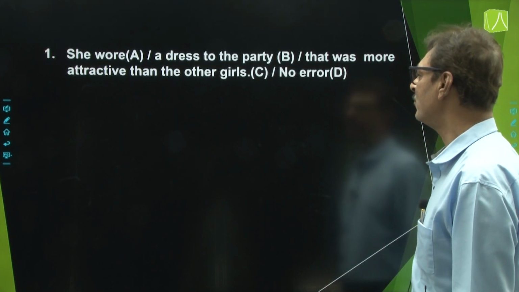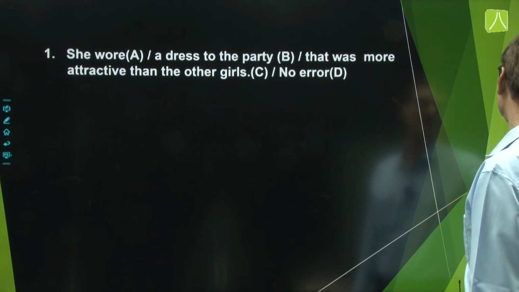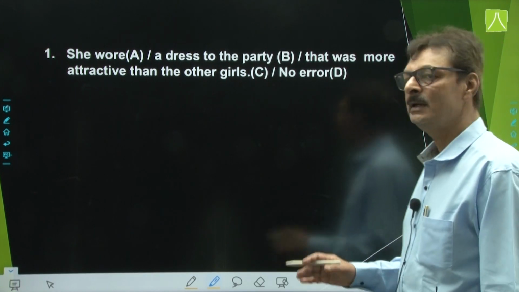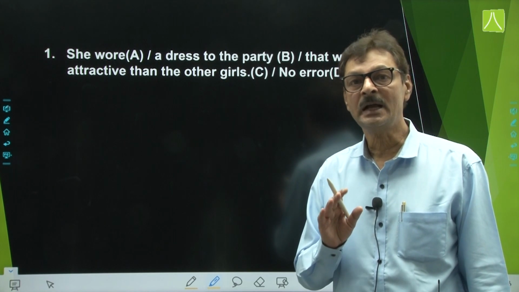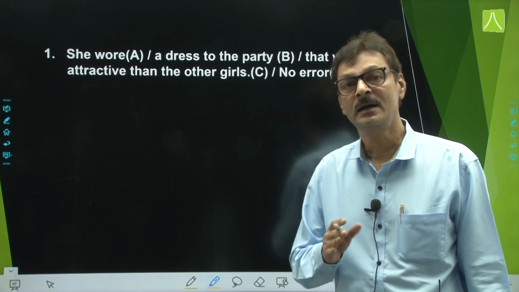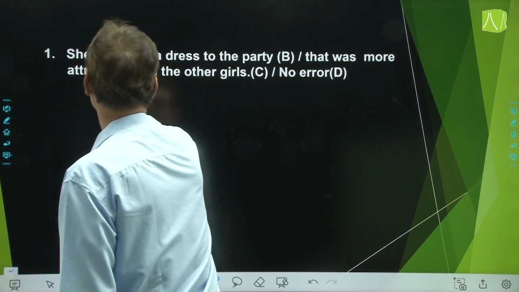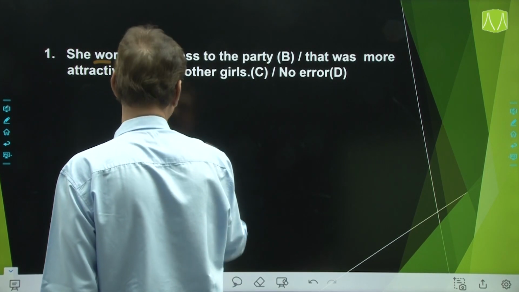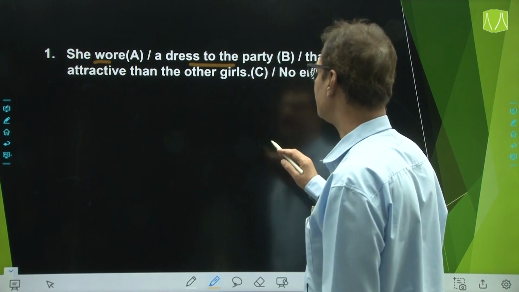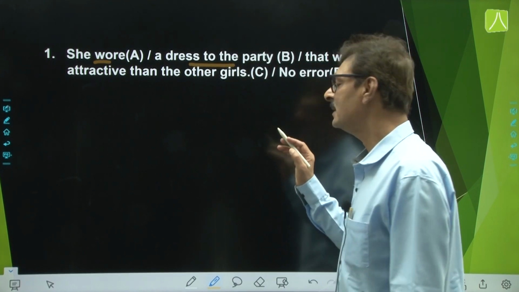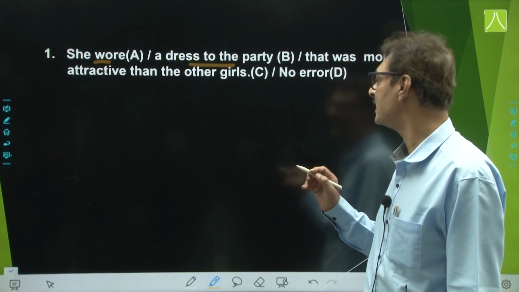First example: She wore a dress to the party that was more attractive than the other girls. Read the sentence very carefully friends. ध्यान से sentence पढ़ना, कहीं पे भी error हो सकती है या ना भी होवे. So, she wore, इसमें कोई error नहीं है. A dress to the party, this also does not have any error. That was more attractive than the other girls. Some error looks to be at this particular place. यहाँ पे कुछ error नजर आती है.